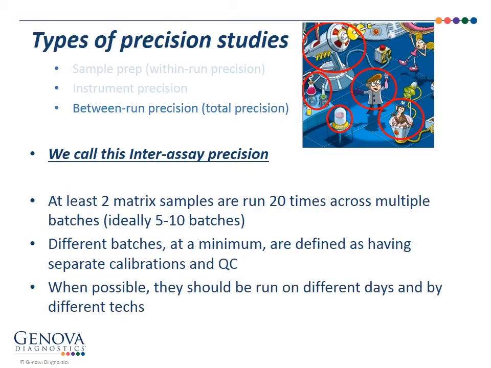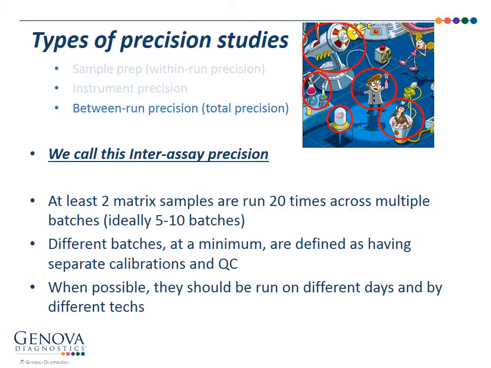So we're still going to take 2 matrix samples and an aqueous, that's what I like to do, and we're going to run them 20 times across multiple batches. So a batch we're defining as having separate calibrations and separate QCs. And so you may take 1 of each of your samples and run it on a batch, and then shut your instrument off, turn it back on, recalibrate, re-QC, and run that batch again.